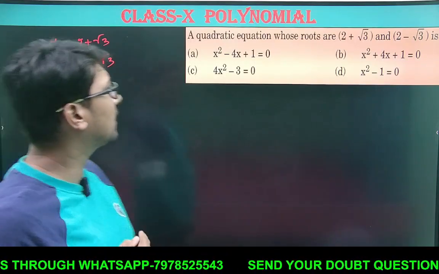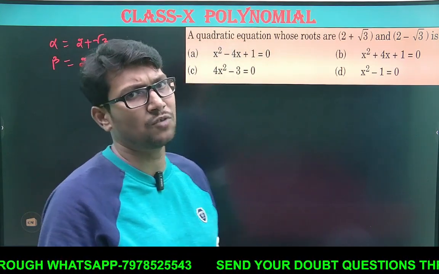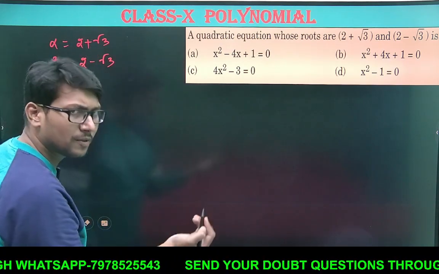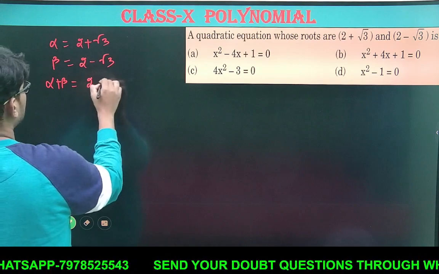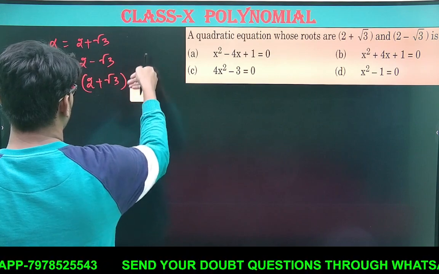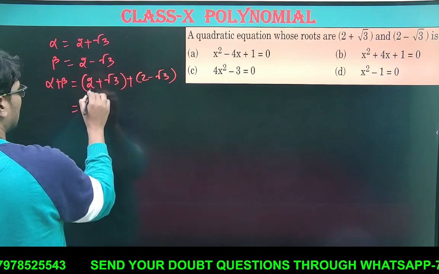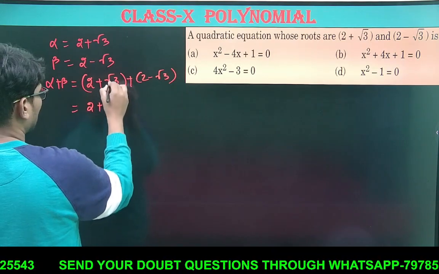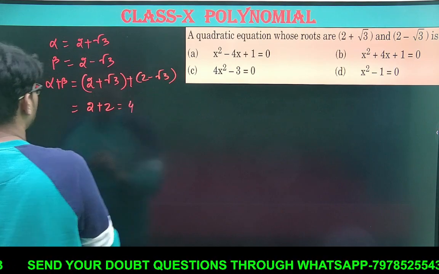So we have to write a quadratic equation. First we write the quadratic polynomial, then by equating it with 0 that will become an equation. For finding the polynomial, we have to find the sum of zeros, alpha plus beta, which is 2 plus root 3 plus 2 minus root 3. That becomes 2 plus 2, that is 4, and plus root 3 minus root 3 will be cancelled. So alpha plus beta is 4.